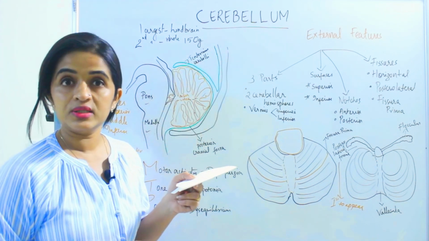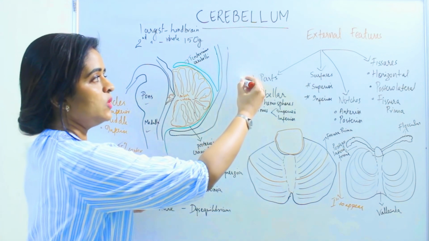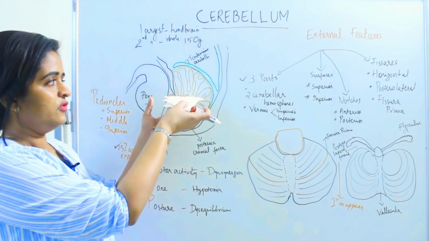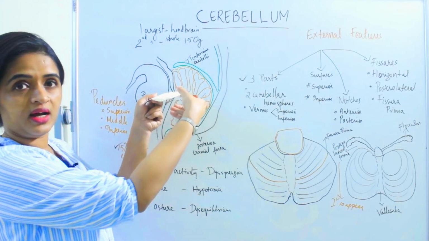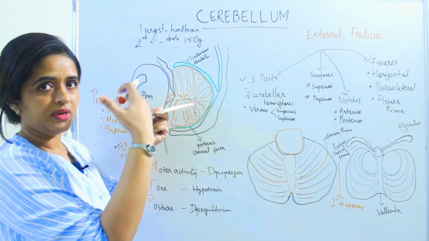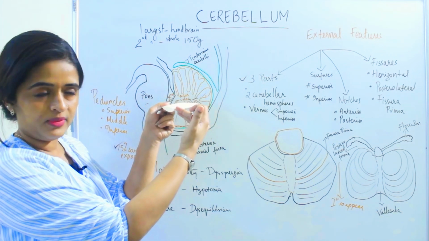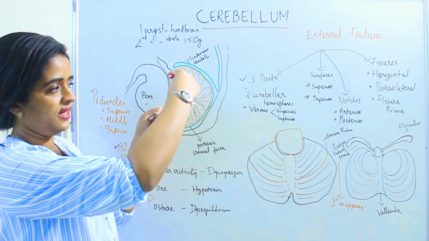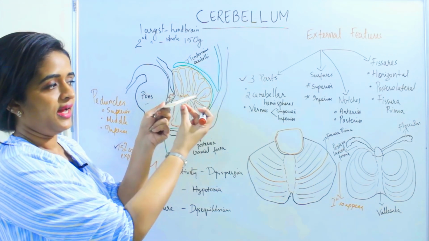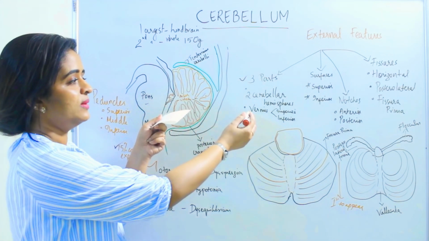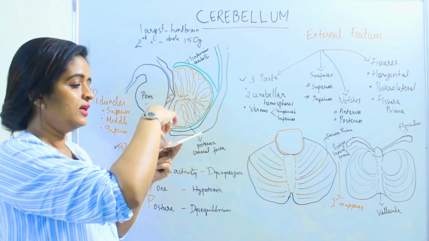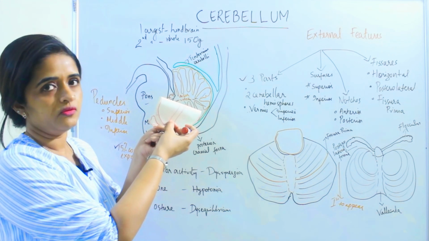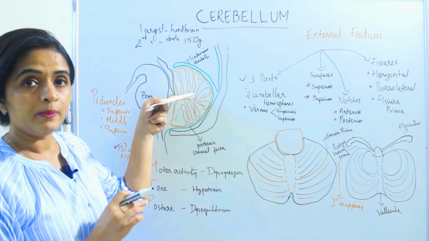So let's see what the external features of the cerebellum are. First we will discuss the parts. It has three parts. If you consider it like this, you have two cerebellar hemispheres, just like the cerebral hemispheres, and you have a tube-like or worm-like portion in the middle, which is known as the vermis. When you look from the upper part, you call it superior vermis, and when you look from the lower part, you call it inferior vermis. That is how you get the important parts of the cerebellum.